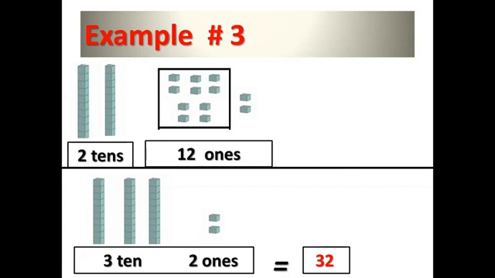Now here we have 3 tens blocks and 2 ones blocks. So here we write 3 tens, 2 ones. And we know that 3 tens and 2 ones make 32. So here we write 32.